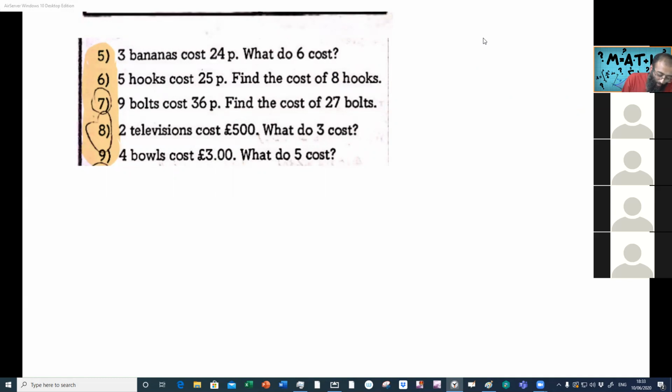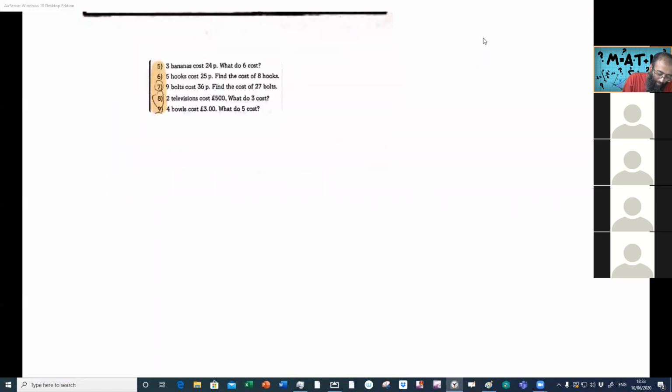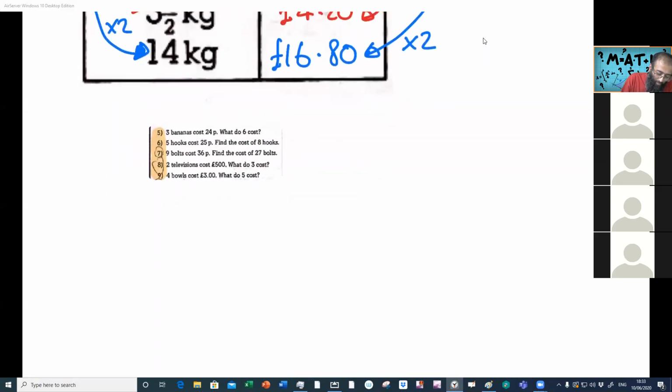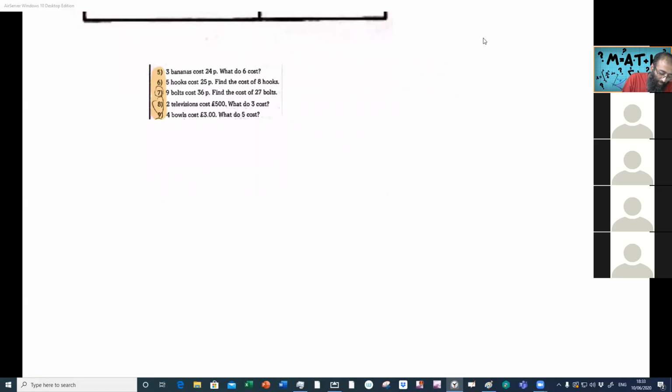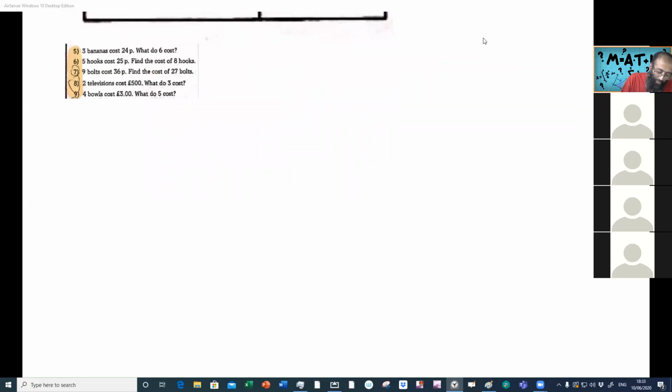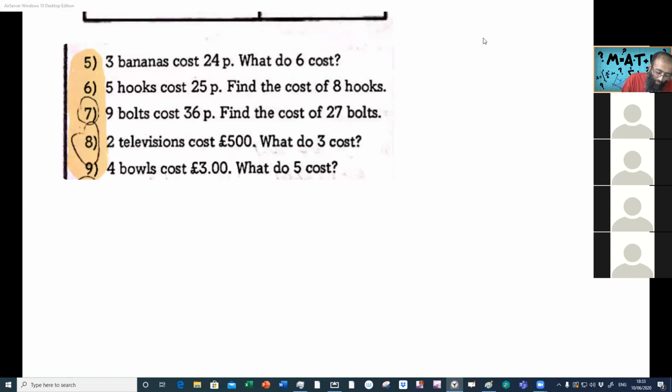Okay, so we have 3 bananas. Whoops, I got the sharpest pencil. Uh-oh, something's gone wrong there. Give me a second, folks. I'll just go undo that. My pen is too thin. Right, so we have 3 bananas. That costs us 24 pence. We want to find the cost of 6 bananas.